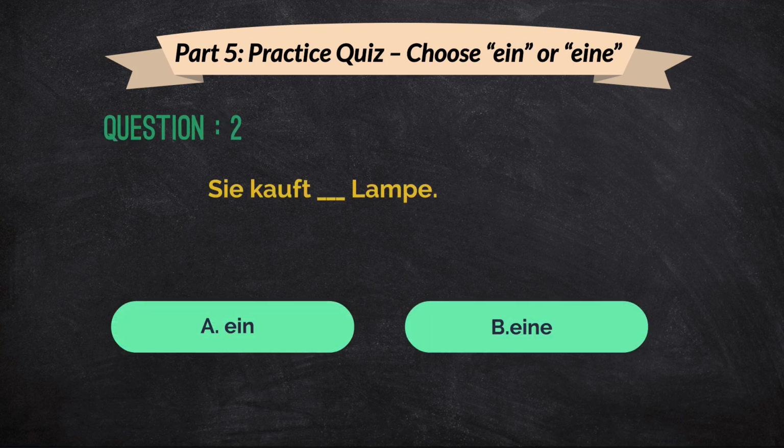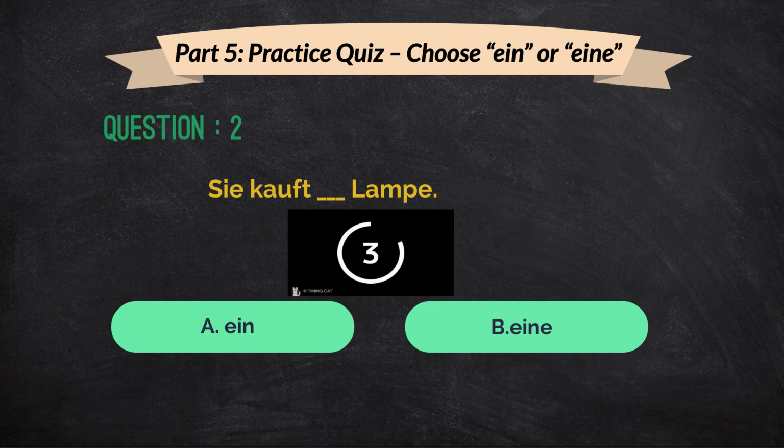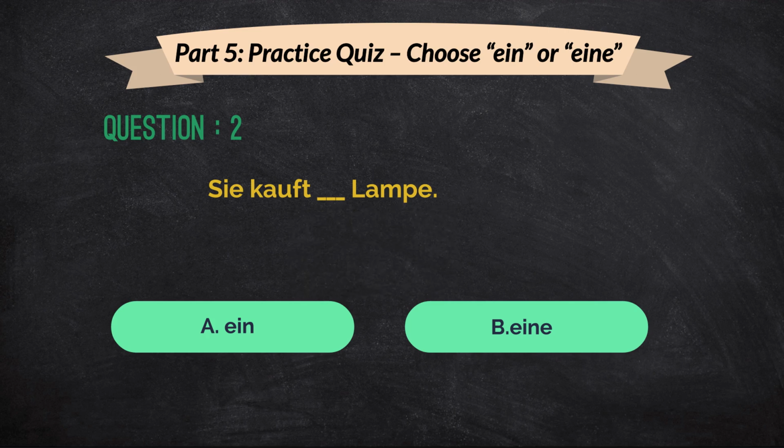Sie kauft Lampe, ein oder eine? Lampe means lamp. It is feminine. That means we say eine Lampe. So the correct answer is B, eine.